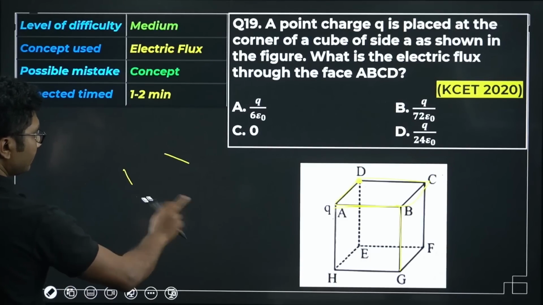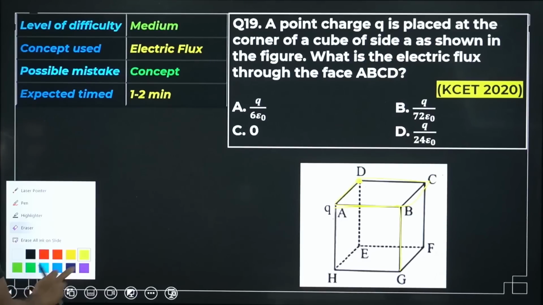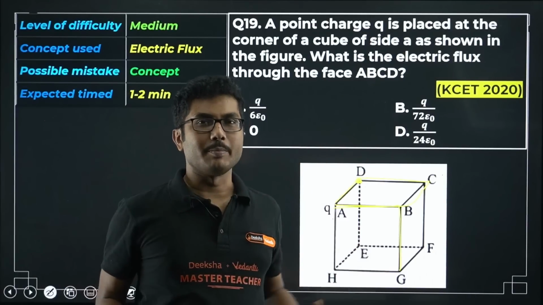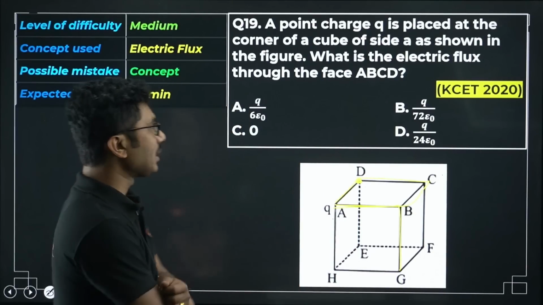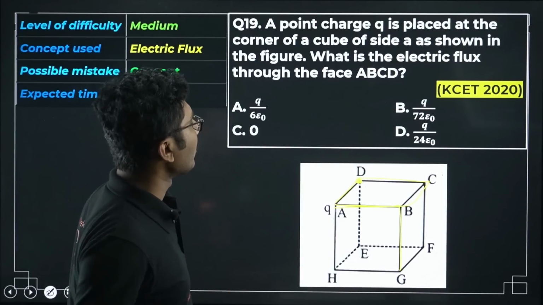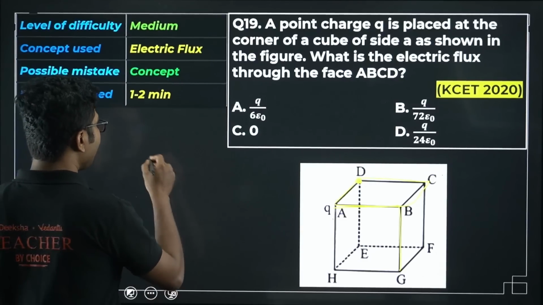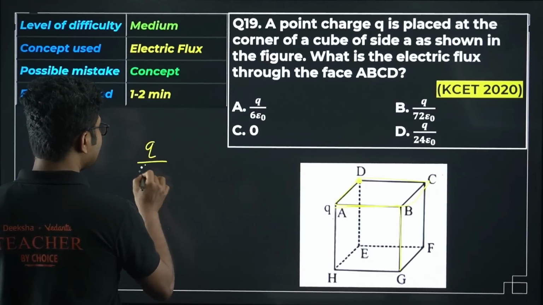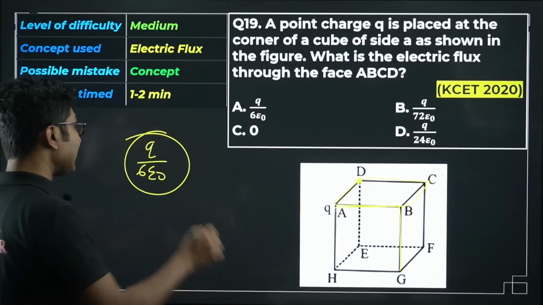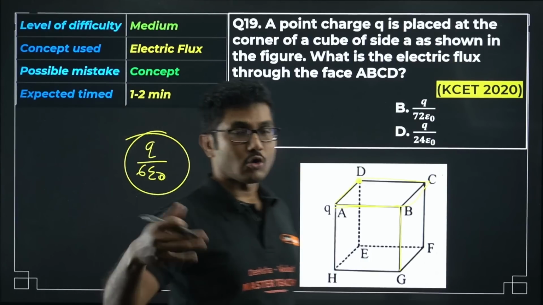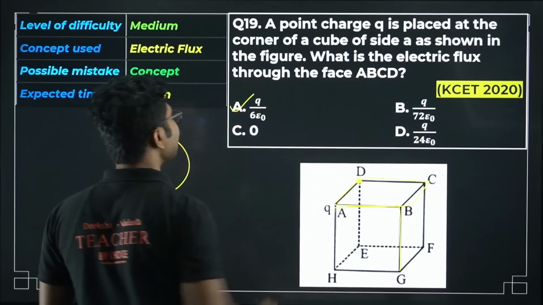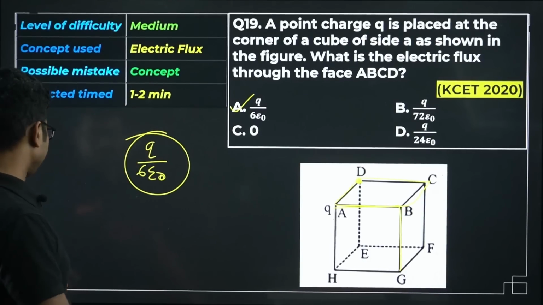Basically, electric flux for a spherical surface, or a complete surface, will be Q by epsilon naught, but here the surface area is also important. So electric flux will be Q by 6 epsilon naught, because in that case 6 other cubes are occupying the same space. So the answer will be Q by 6 epsilon naught.